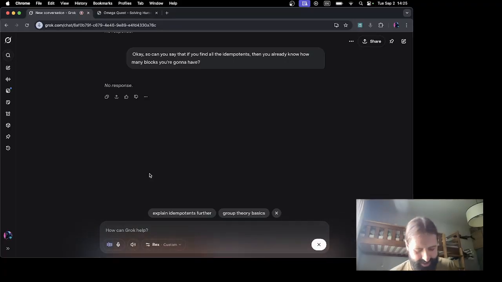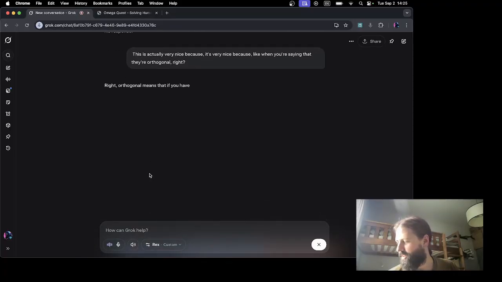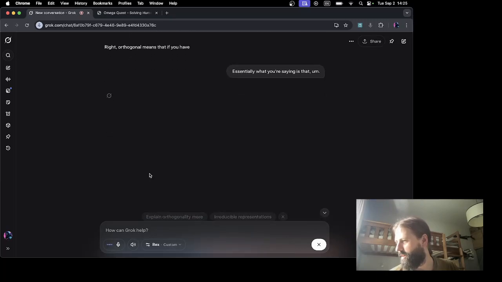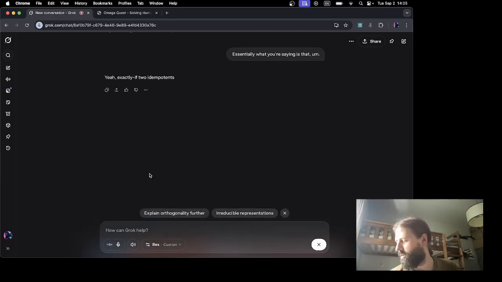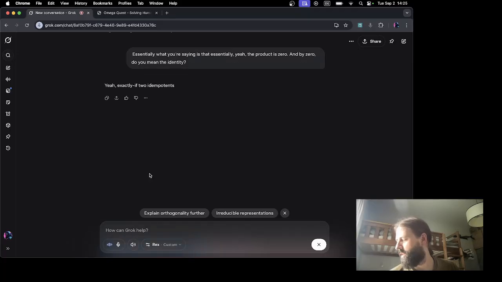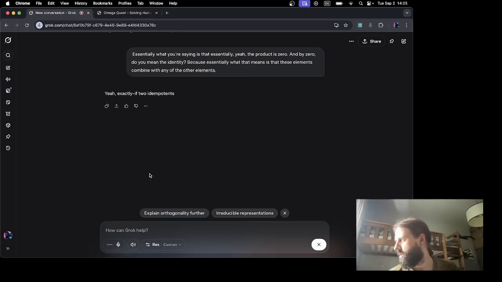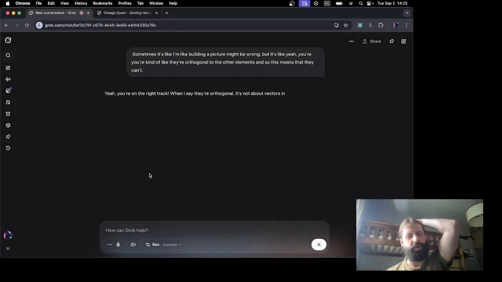This is actually very nice, because when you're saying that they are orthogonal, right, essentially what you're saying is that the product is 0. And by 0, do you mean the identity? Because essentially what that means is that these elements combine with any of the other elements somehow... No, it's like I'm building a picture. It might be wrong, but they're orthogonal to the other elements, and so this means that they can't jump off to the other spaces?